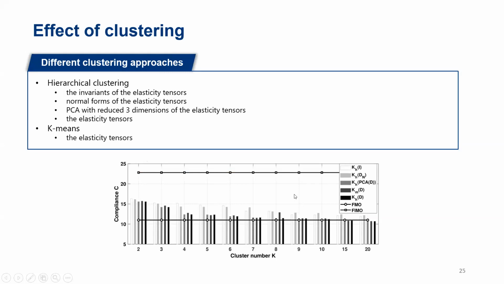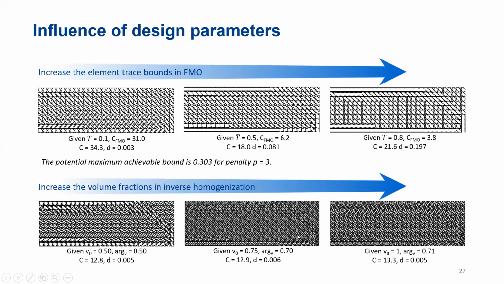This graph summarizes the effect of different clustering approaches. Our approach adopts hierarchical clustering using Euclidean distance between the elastic tensors, shown as the black bar in the graph. The results demonstrate its best compliance amongst all the different approaches. Next, we will explore the relation between trace constraint in FMO and the volume fractions in inverse homogenization in depth.